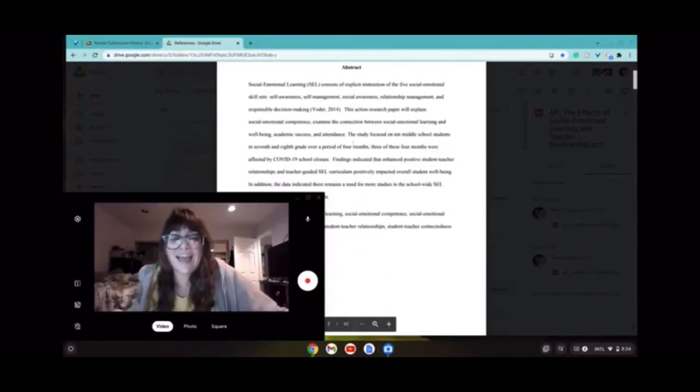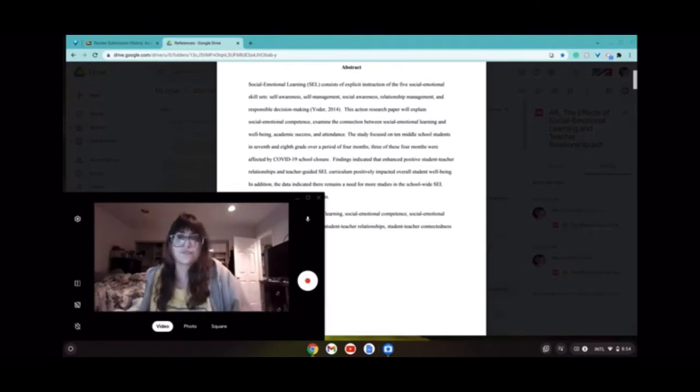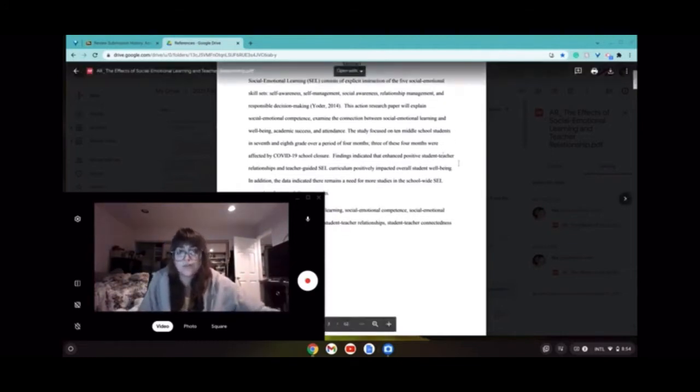So the abstract, technically not part of chapter 1, is actually where we get information on the population for the first time. So we know we have 10 middle school students in 7th and 8th grade. The study took place over a period of 4 months, 3 of those were affected by COVID-19 closures. So we get that really important information there.